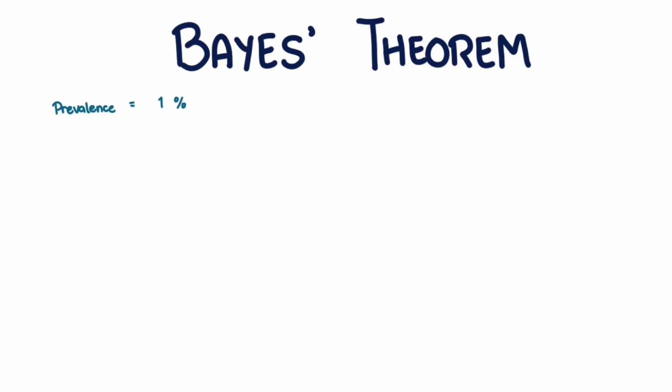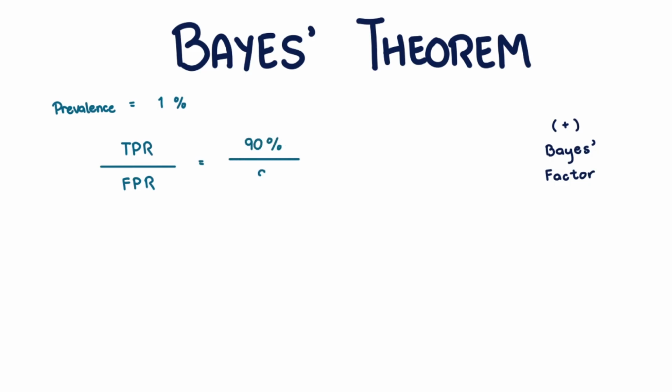We take the ratio of the test's true positive rate over the false positive rate. This is our positive Bayes factor. This is how strongly the test updates our pretest probability. So 90% divided by 9% is 10. And we get a 1 over 10.